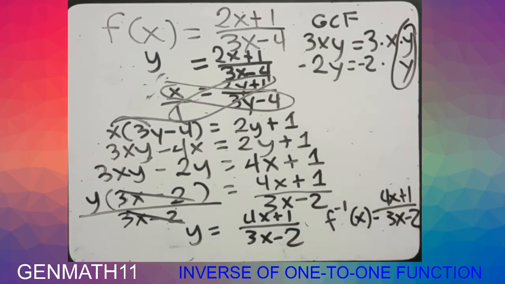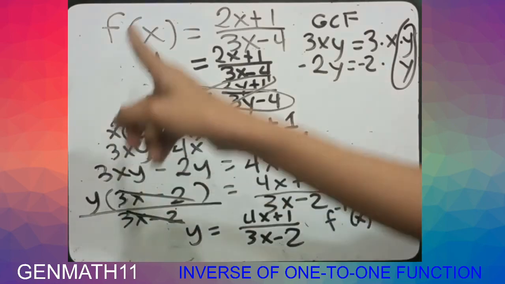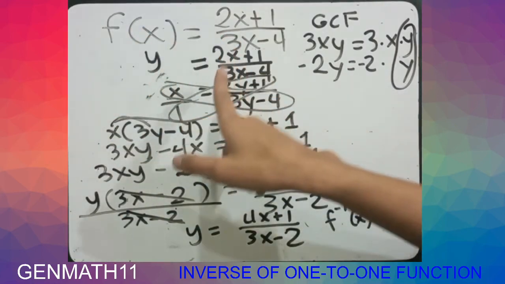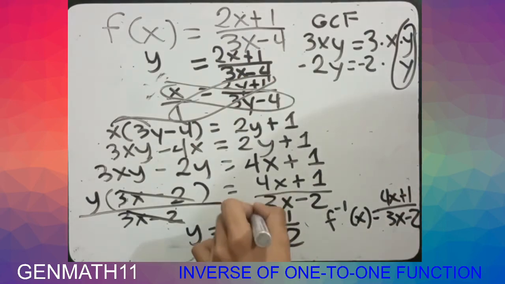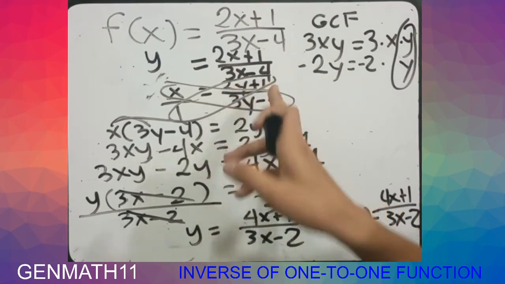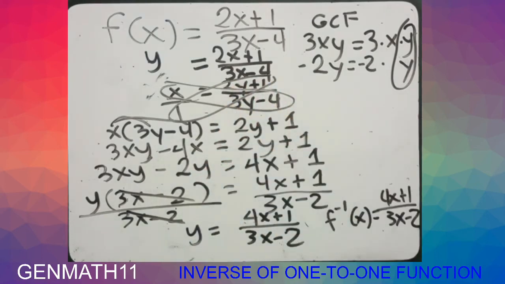So, yan yung answer natin sa ang inverse ng f of x is equals to 2x plus 1 over 3x minus 4, ito. Okay? Sana naintindihan nyo. Then ito, 2y plus 1 over 3y minus 4. Okay, so next. Bago ko makalimutan, si ating rational function, it is a one-to-one function.